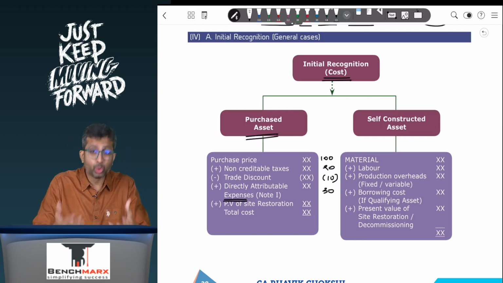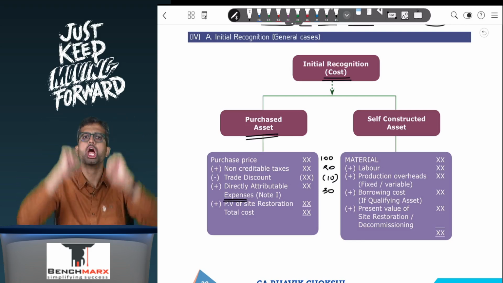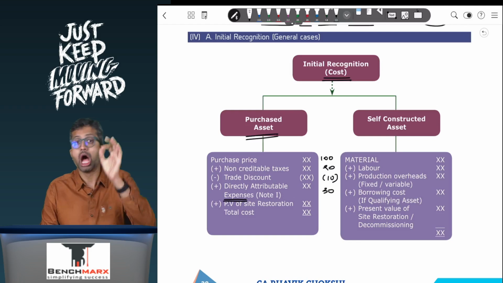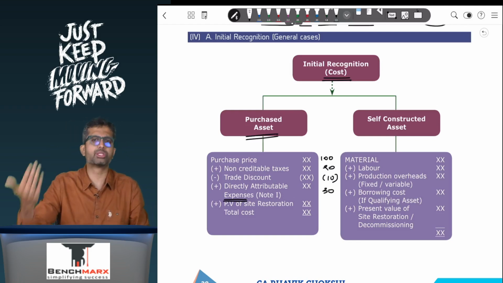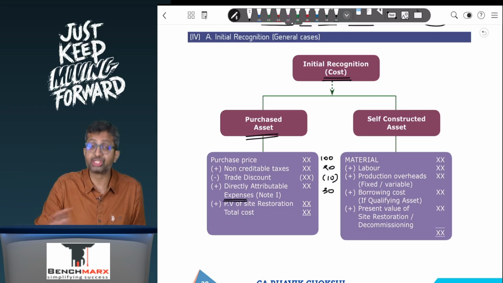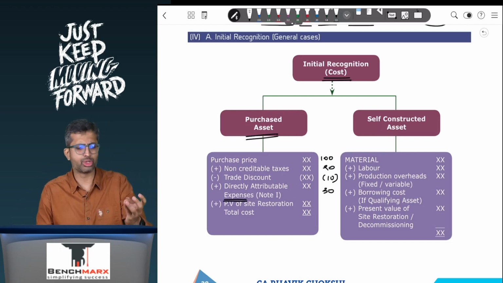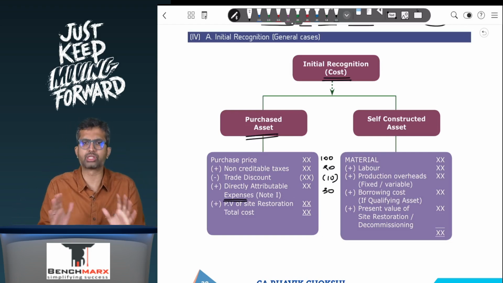Power cost, fuel cost, which are variable expenses which are directly linked to construction, will very well be a part of the cost. However, if there are usually administrative expenses or selling and distribution expenses, usually unless given otherwise, they are not directly linked to constructing the asset, and hence administration expenses or selling and distribution expenses unless otherwise given will not be added to the cost of the asset.